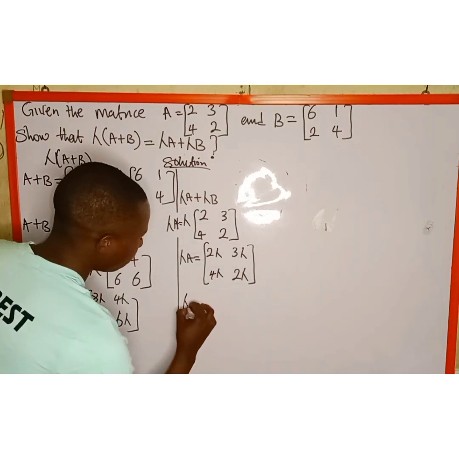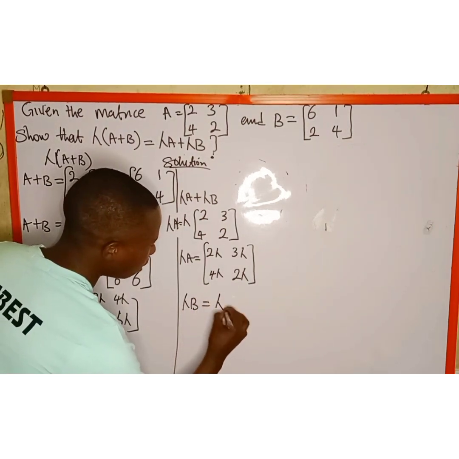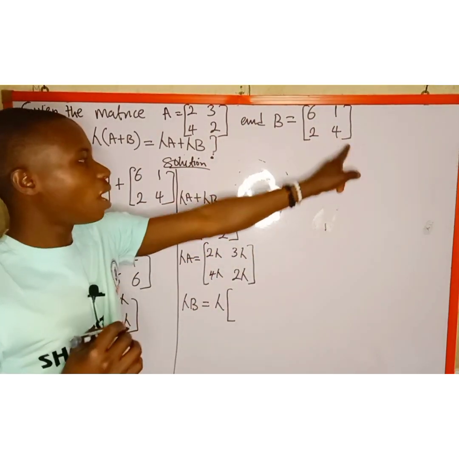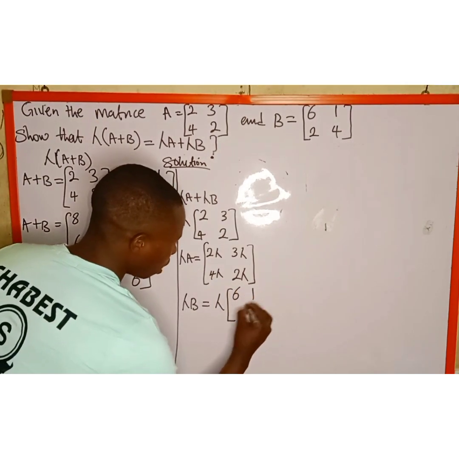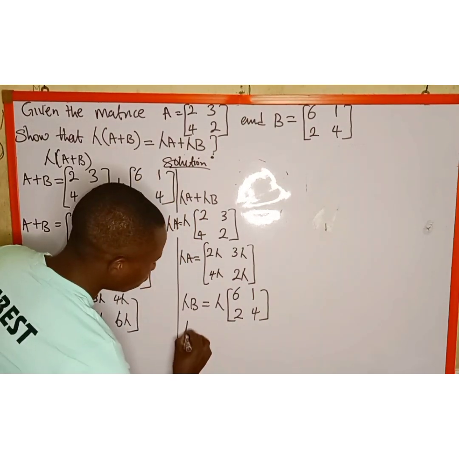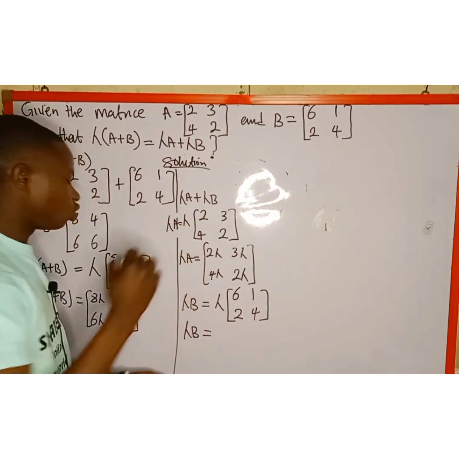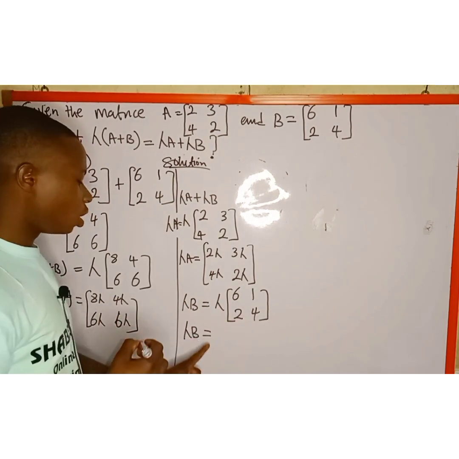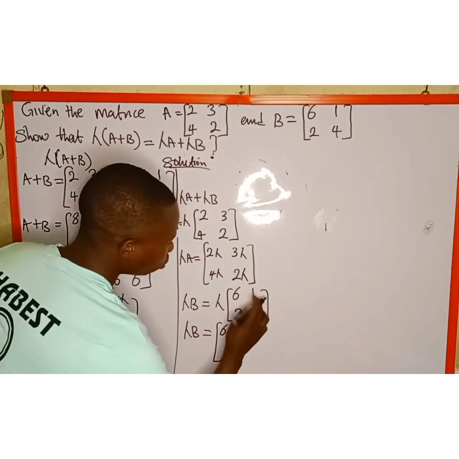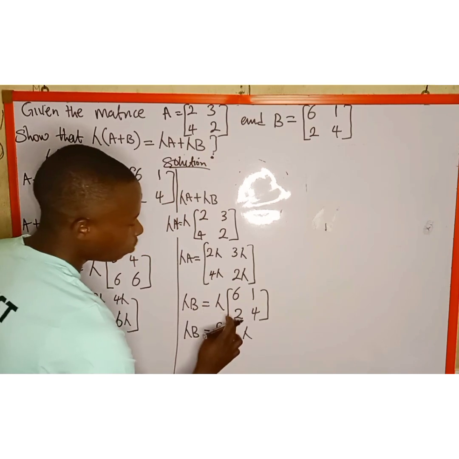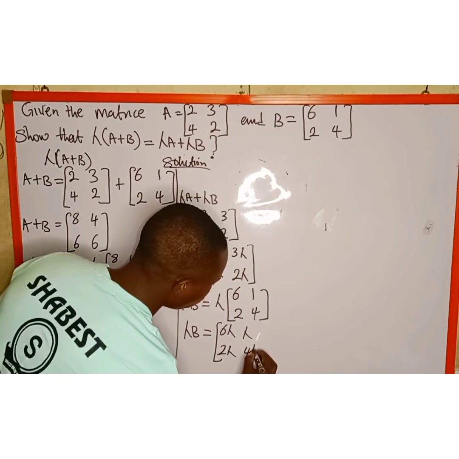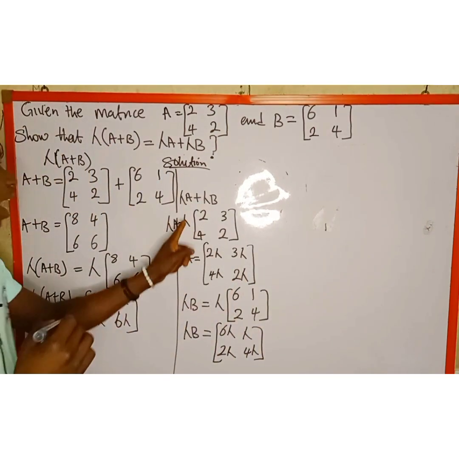My lambda B will now be equal to lambda, then into the bracket the elements of B, which are 6, 1, 2, and 4. So this is the element in matrix B. To get lambda B, we are going to use lambda to multiply each element in matrix B. So lambda multiplied by 6 gives me 6 lambda. Then lambda multiplied by 1 will be lambda. Then lambda multiplied by 2 will be 2 lambda. Then lambda multiplied by 4 gives me 4 lambda. So we have gotten lambda A and lambda B.